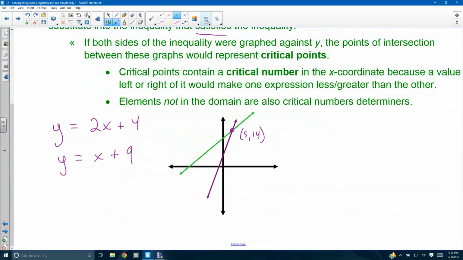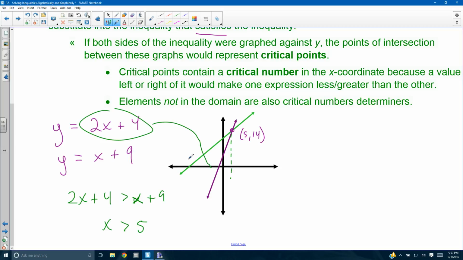But just to keep going with this right here, if I was talking about 2x plus 4 is greater than x plus 9, okay, well, in this case, you'll get x is greater than 5. So any value that is greater than 5, as this is the boundary value, if I go to the right, the purple one, 2x plus 4, will be bigger. That's what they're saying. If x is greater than 5, this one will be bigger. If we had a different statement, x is less than 5, the other one would be bigger. So, yeah, there you go.